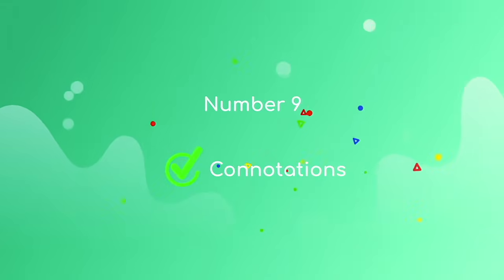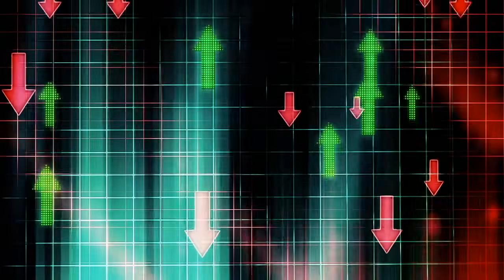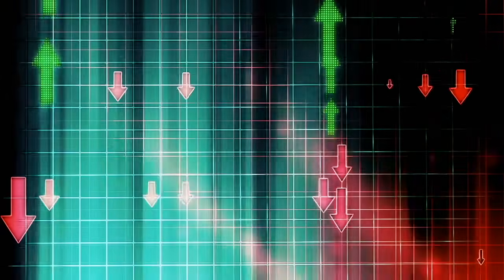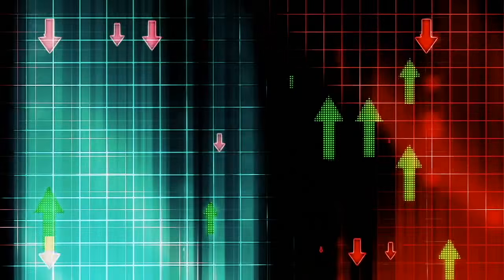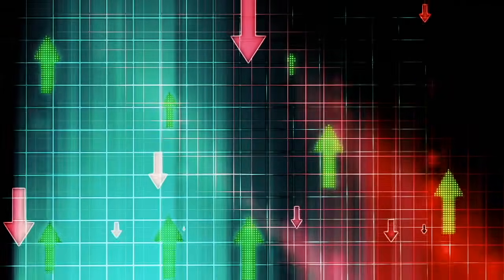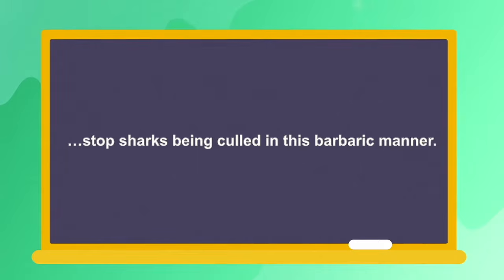Number 9. Connotations. Connotations refers to the contextual meaning behind a word and are generally positive or negative. For example, if you wanted a positive connotation for the word thin, you might use slim or slender. For a negative connotation, you might use skinny or anorexic. This extract from our shark example highlights the use of connotation with the word barbaric. Barbaric enforces a negative connotation surrounding the action of culling or killing sharks.